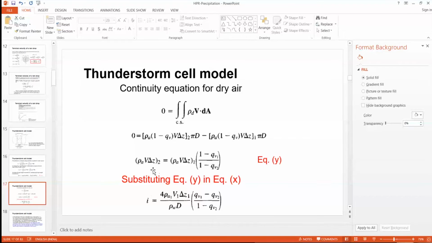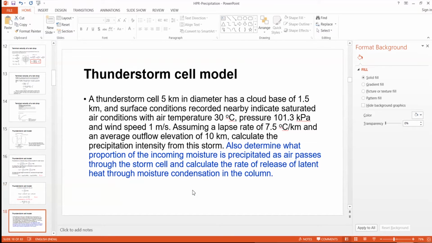So from this equation, we'll find this rho A V delta Z2. That is equal to, with just simple algebra, we can get this equation, and we need to substitute this rho A V delta Z2 in equation X. Then we will get the intensity of rainfall. So we'll solve a numerical example. Then you can understand this.